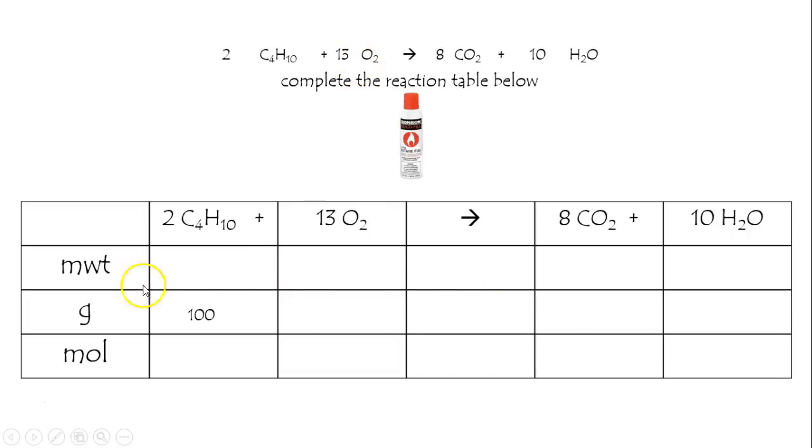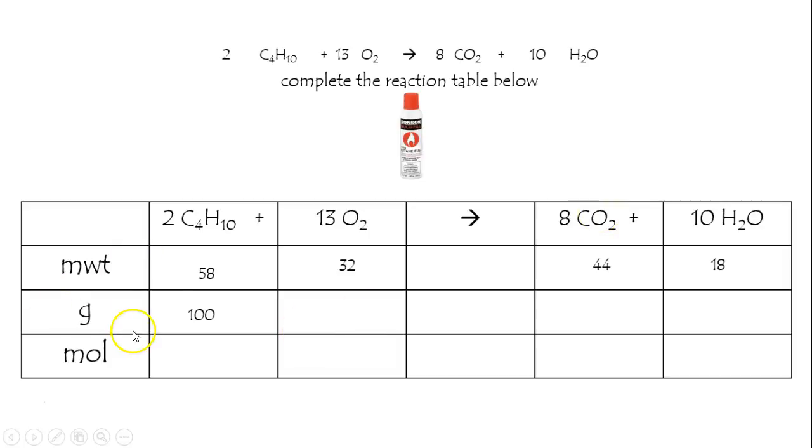Let's figure out the molecular weights. That's what that stands for. C4H10 checks in at 58 grams per mole. I'll be using whole numbers throughout for simplicity. 10 for the hydrogens at 1 gram per mole each, 12 for each carbon. Oxygen is 16 grams per mole, so the molecule is 32. Carbon dioxide is 44, and water is 18.